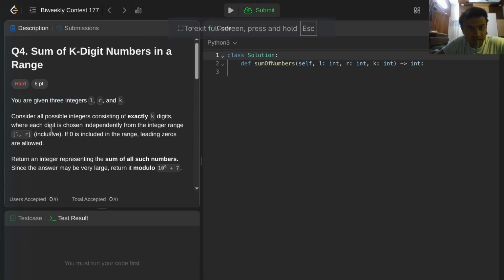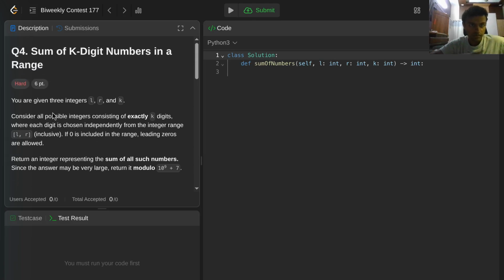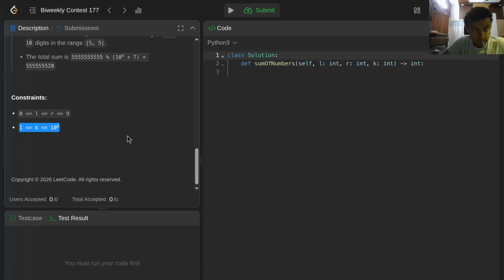You're given three integers L, R, and K. Consider all positive integers consisting of exactly K digits, where each digit is chosen independently from the integer range L to R. Return the sum of all such numbers. Okay, so L, R, and K. This is K. Okay. So K is 10 power 9.